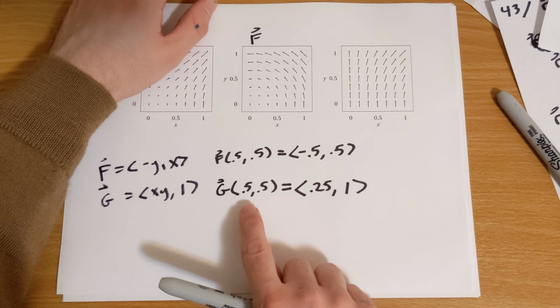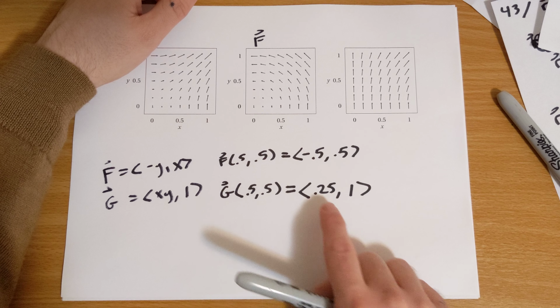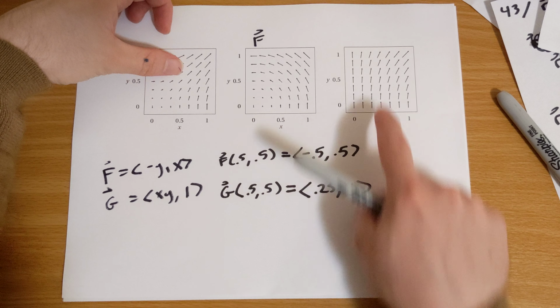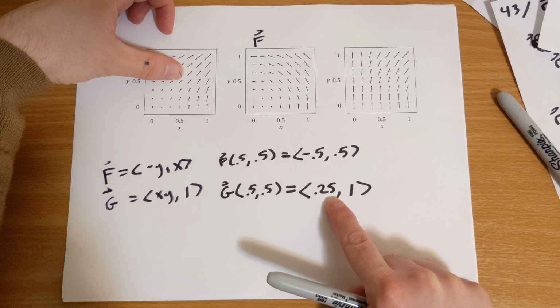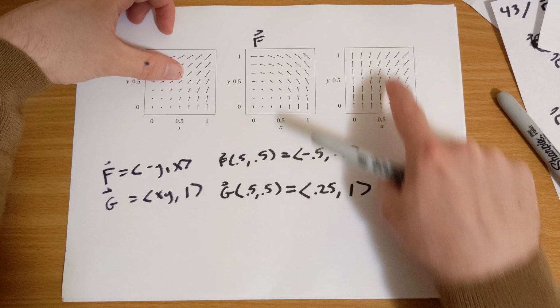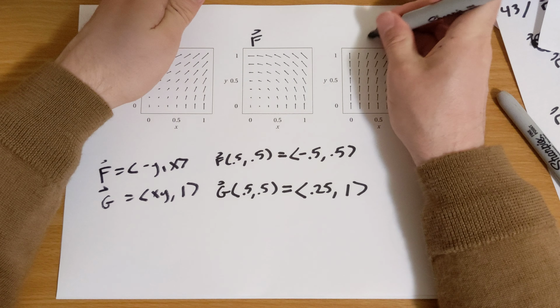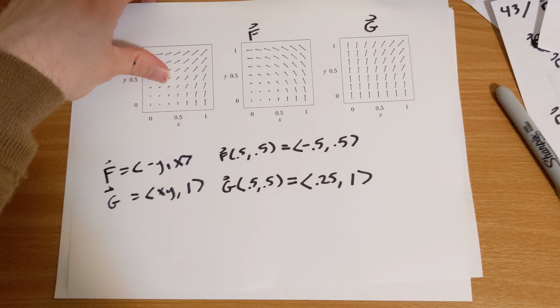For G of (0.5, 0.5) is (0.25, 1). Okay, so it's pointing to the right and up. Both of those are pointing to the right and up, but it's pointing very slightly to the right and more up. And I think that describes this better than this. So that is G. Okay, that is part A.